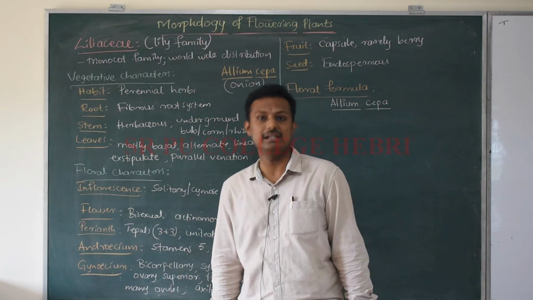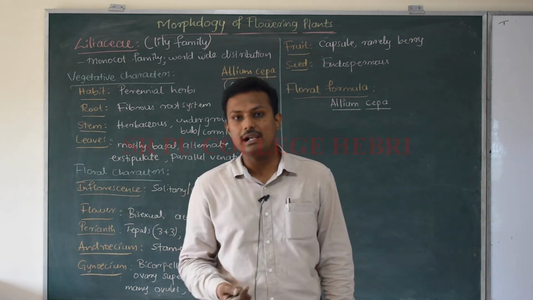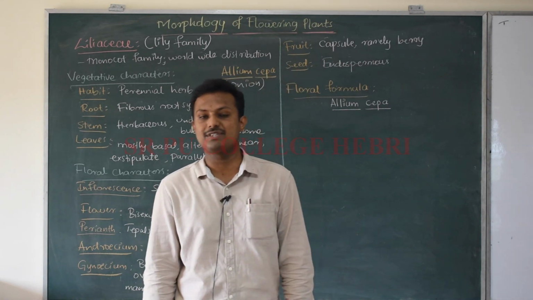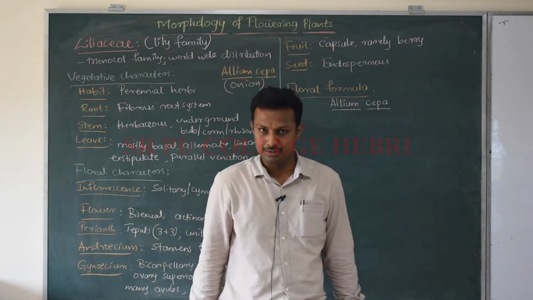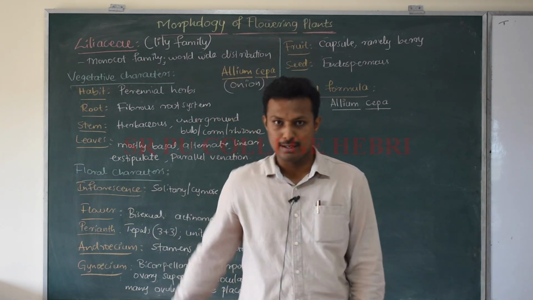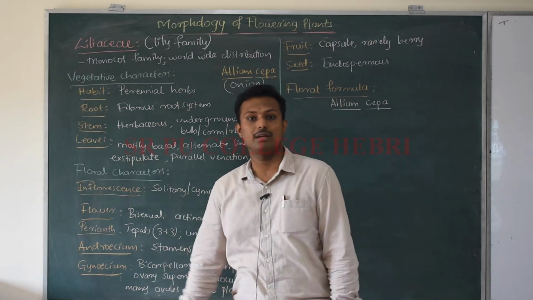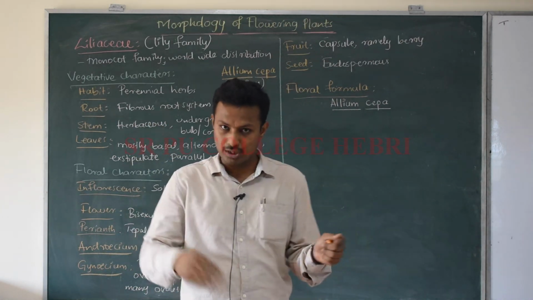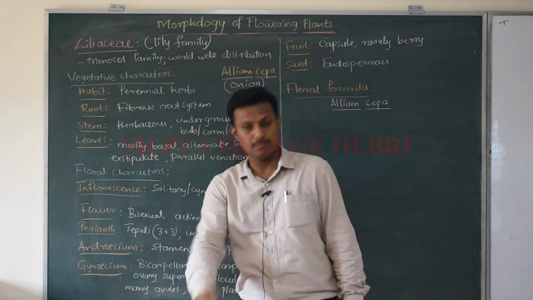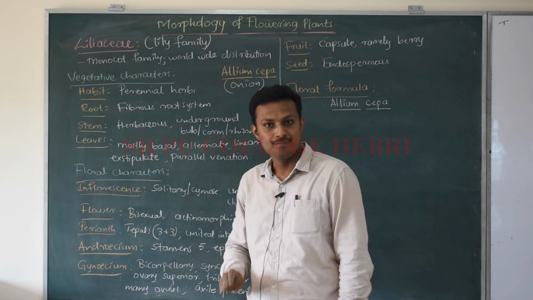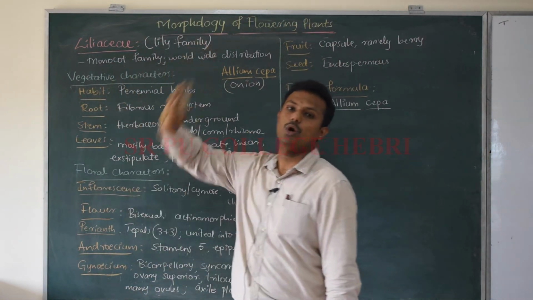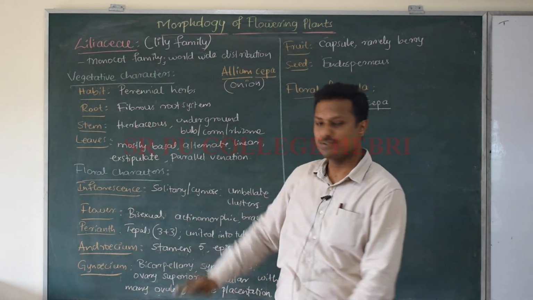What is the meaning of perennial? Annual, biennial and perennial plants are there. Annual means the plants which can complete their life cycle in 1 year or within a year. Biennial means plants which can complete their life cycle within 2 years. Perennial means the plants which can complete their life cycle in a duration more than 2 years. Right? So these are herbs, small plants, tiny plants. They are perennial plants. Then root, because it is a monocot plant, they have got fibrous root system.